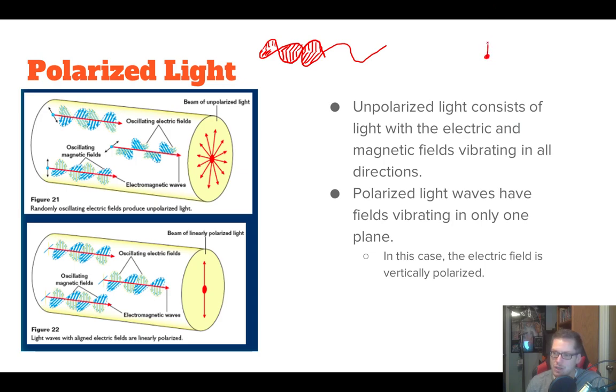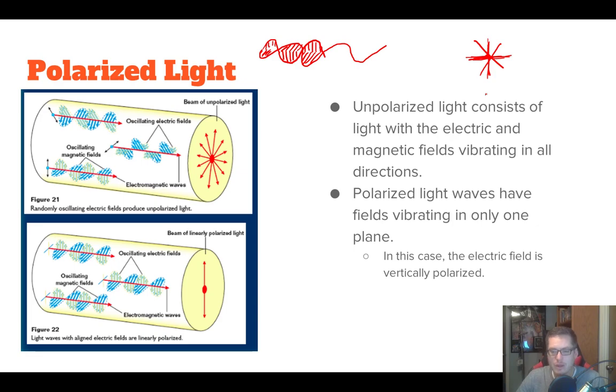This electric field would be going up and down. Now, if it's coming out at you, there's nothing to say that your electric field couldn't also be coming like this, or like this, or like this, or any version of this at 90 degrees, right? And so we get unpolarized light, which is light that's just randomly whatever direction it happens to be. It doesn't really matter.